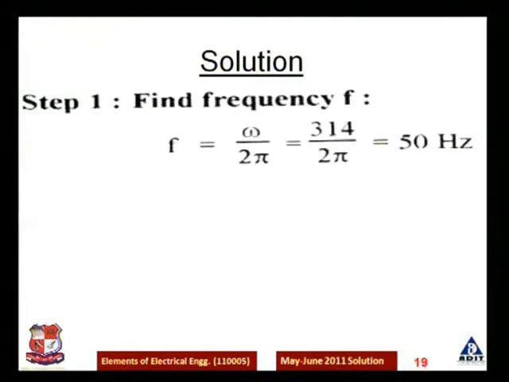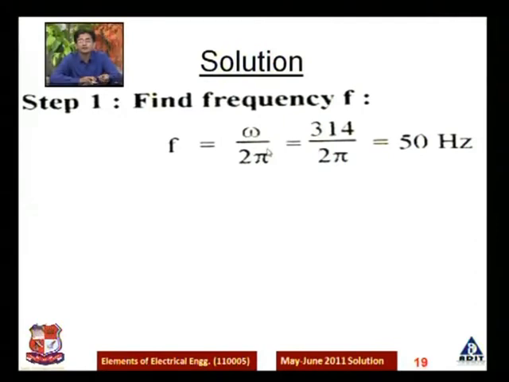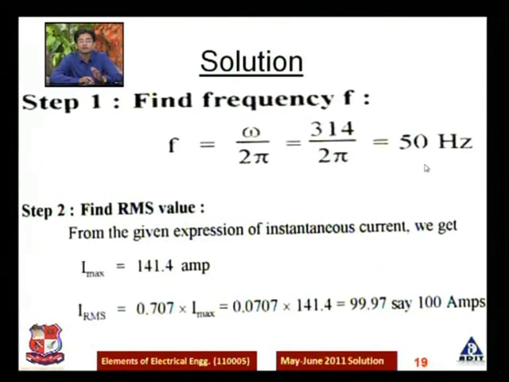Find the frequency f. To find the frequency you have the basic equation: f equals omega divided by 2 pi, or omega equals 2 pi f. Where does omega come from? Omega is already given in the equation, in the form I equals Im sin omega t. So you look at the equation thoroughly and put in the value of omega, and you will get the frequency equal to 50 Hz. So the first answer is very easy, anyone can find it. Now let us see the second step.